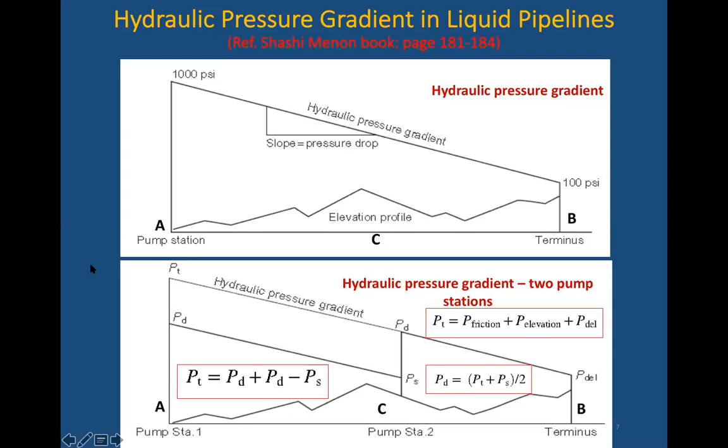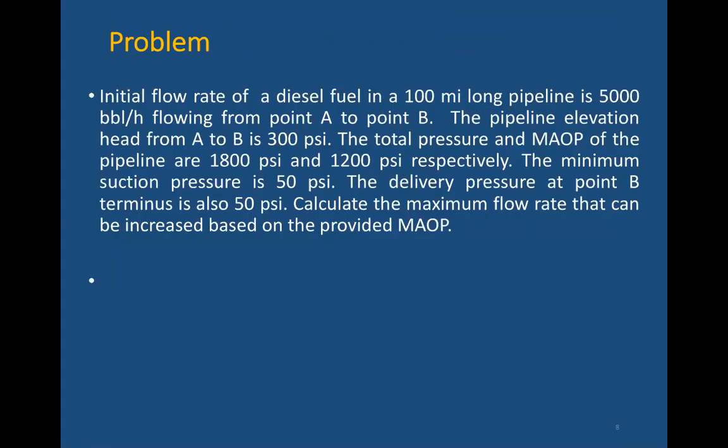So suppose we can take one example, just to apply this hydraulic pressure gradient. And I prepared one numerical example based on the calculation given in the Sassimilan book. See this example. Suppose the initial flow rate of a diesel fuel in a 100-mile long pipeline is 5,000 barrels per hour flowing from point A to B. The pipe elevation head from A to B is 300 psi. So one value you are also getting, that is the elevation, 300 psi. The total pressure and MAOP.